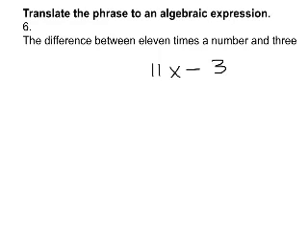If it said the sum or the quotient or the product, we would always put the 11 times first. We would put the first thing that comes in that sentence first in the equation or in the expression.